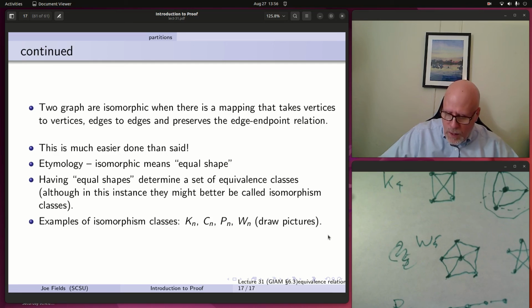Okay, that is truly the end of what we need to discuss about equivalence classes and equivalence relations. If you're so inclined, I think it's a great idea to go back and read this section again. And then if you're planning to move ahead, take a peek at section 6.4 before you proceed to lecture 32.